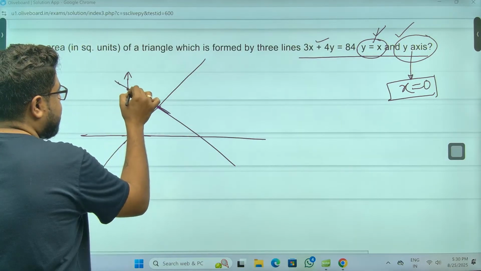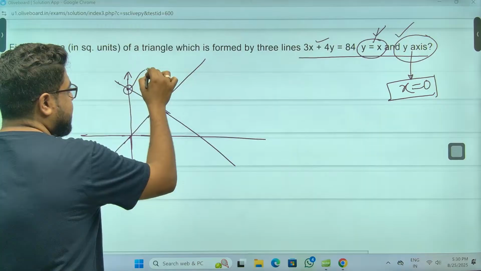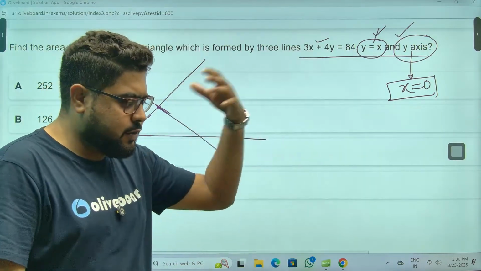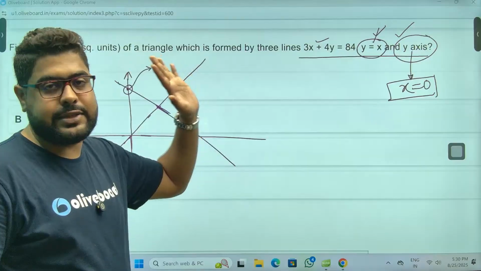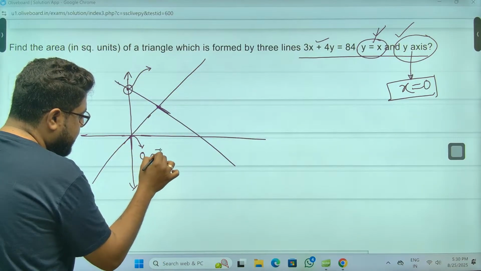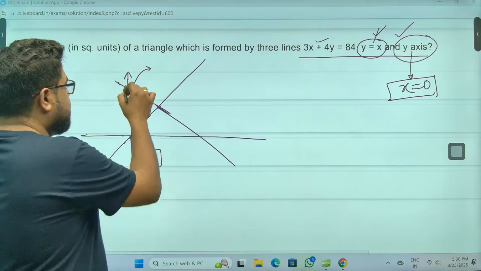Sir, if I can find this point, again, I'm going a little conceptual. Again, I'll give you another method as well if you are not very comfortable drawing like this. So this is the 0, 0 point, we all know. No worries there. Sir, what is this point?